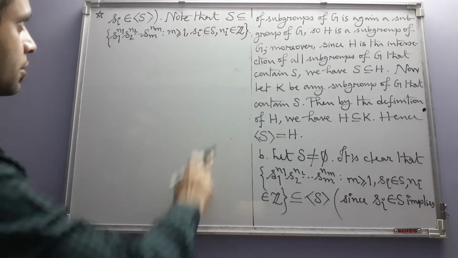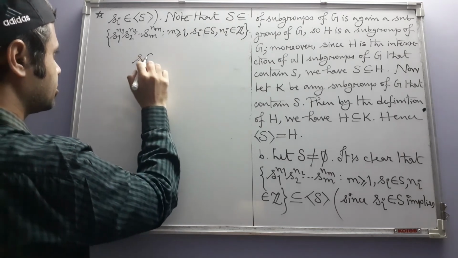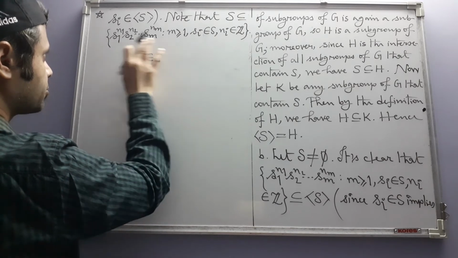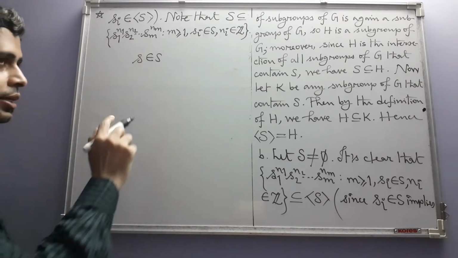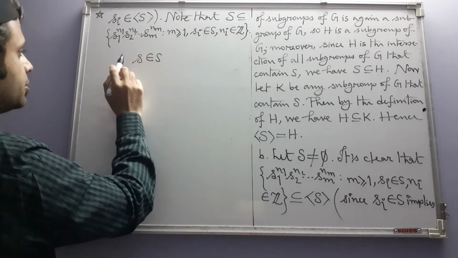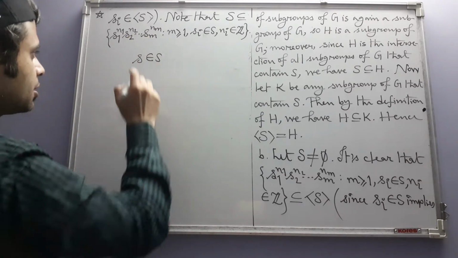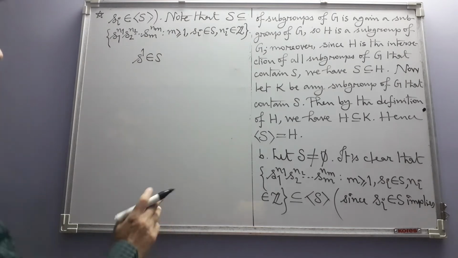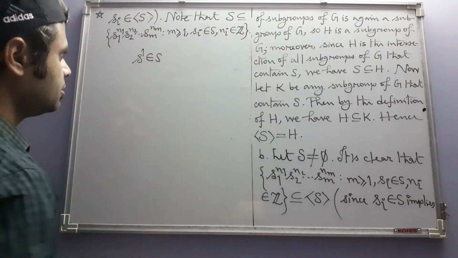Why? Because if you take any element of S, say s belonging to S, then s itself is a product of this form, where for m you will take m equal to 1. There is only one factor, and that factor is an integral power of s, because that is s to the power 1. So that's why every element in S is contained in this.